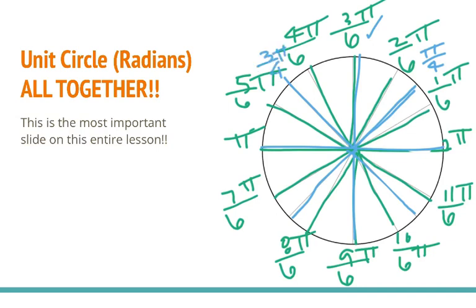3/4 pi, 4/4 pi, which I already had as pi, 5/4 pi, 6/4 pi is the same thing as 9/6, and then 7/4 pi, and then 8/4 pi, which we already know is 2 pi.